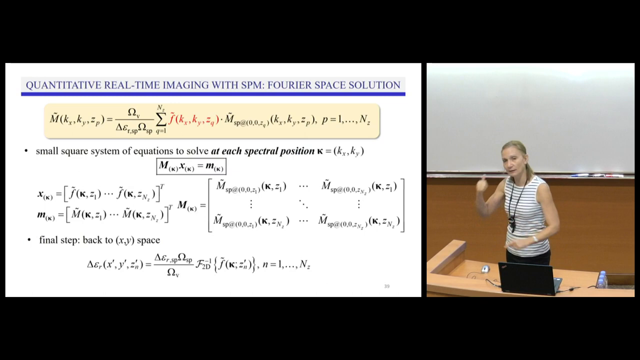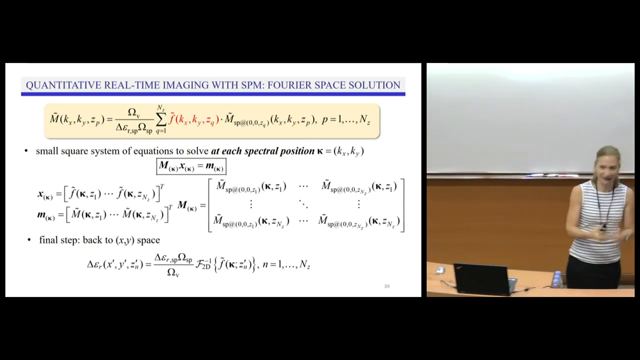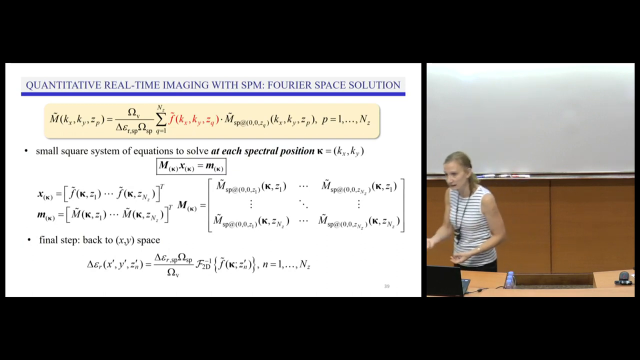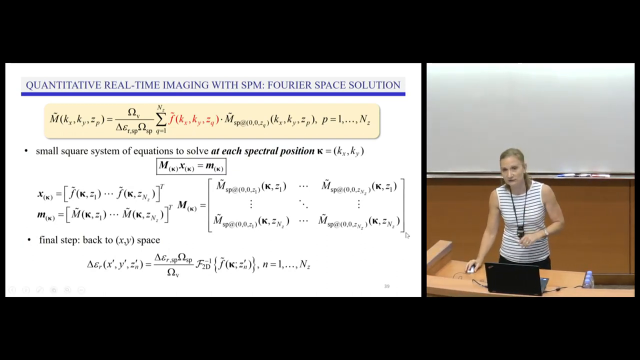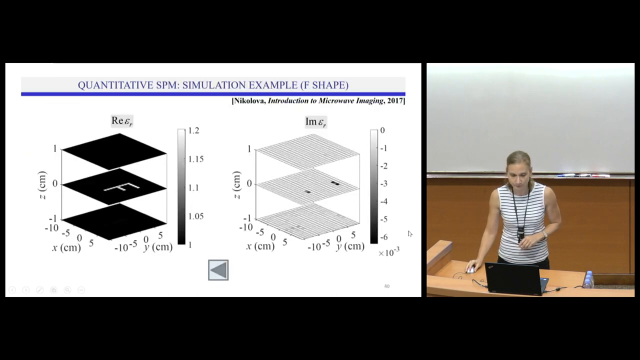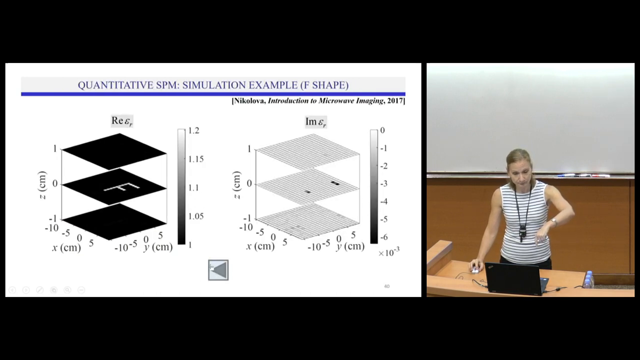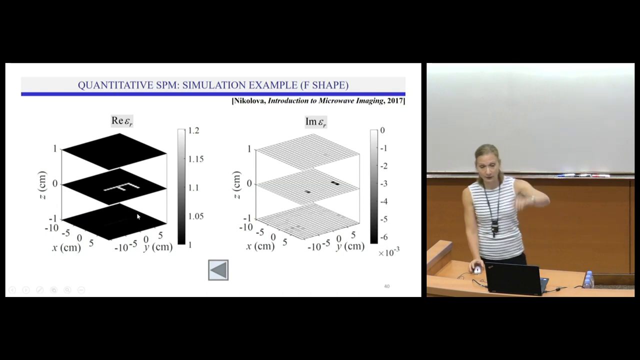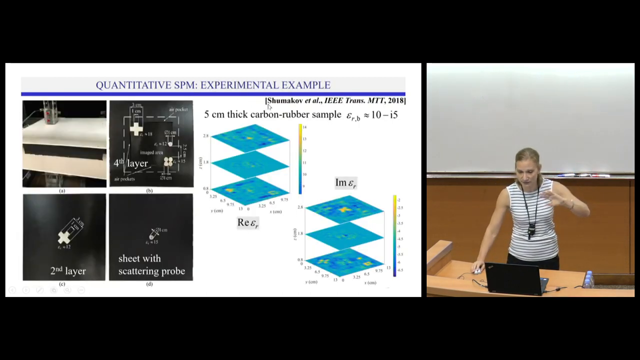We are talking about a system of 10 by 10 equations. This is really nothing. This solves instantaneously. So it really doesn't matter that you have to solve 100,000 of those. And now the image becomes much better with just one additional processing step. You also get much better range resolution. Of course, this is simulated data, so it's nice, noise-free.